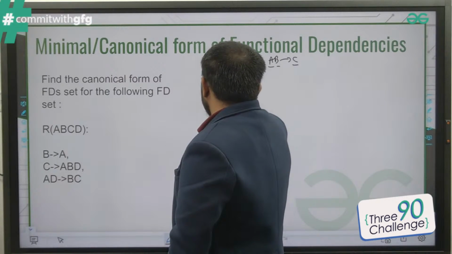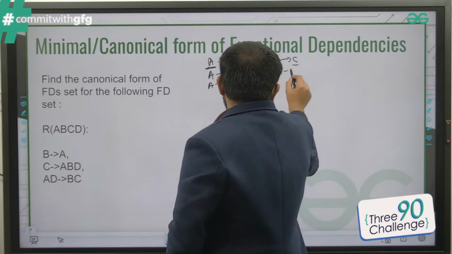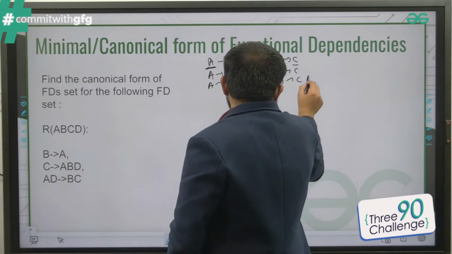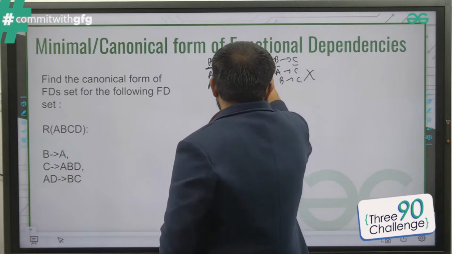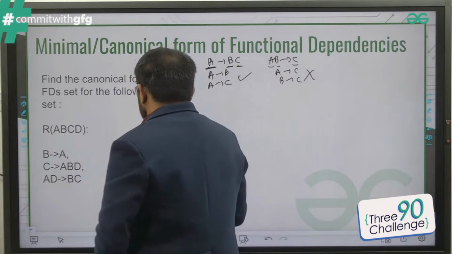So this can be broken down into A gives me B and A gives me C, because A can give B as well as C. But AB gives me C cannot be broken down into A gives me C and B gives me C, because A and B together are giving the value of C. So individually, it doesn't guarantee.